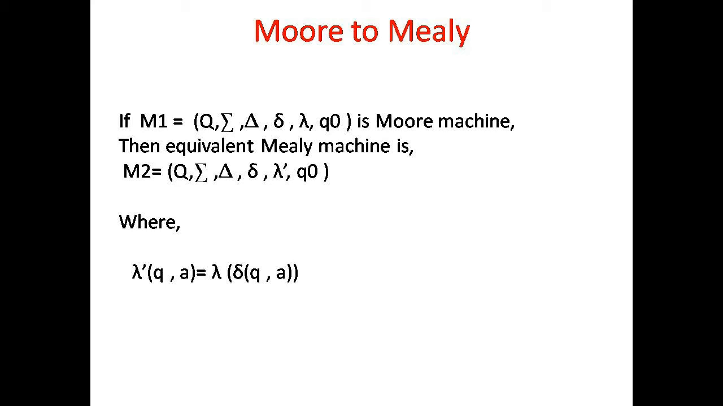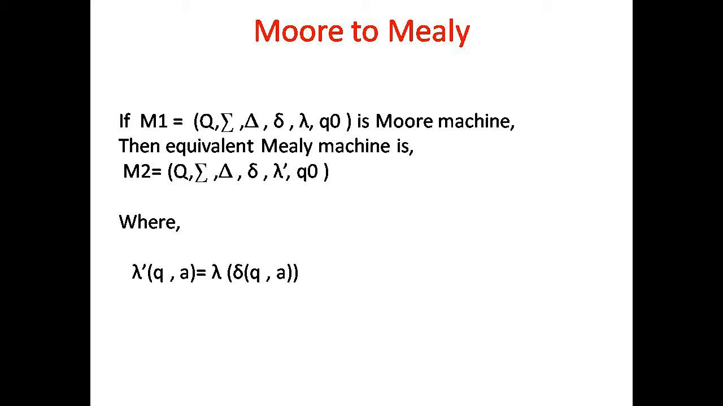Here, if we convert Moore to Mealy machine, the lambda function is changed, because by the definition of Moore machine, the output symbol depends on the present state, and in the Mealy machine, the output symbol depends on the present state as well as the input symbol. The lambda function of the Moore machine takes Q and produces the output symbol, and the lambda function of the Mealy machine takes Q cross sigma and produces the output symbol.